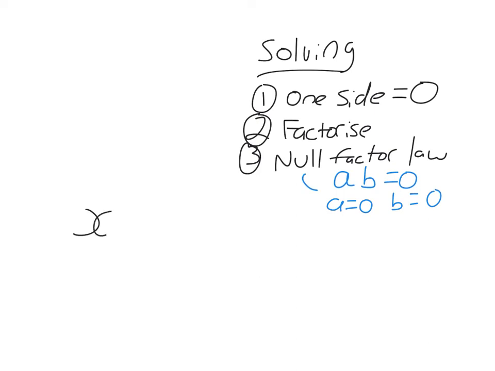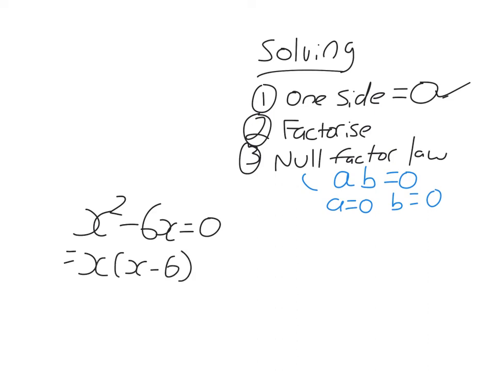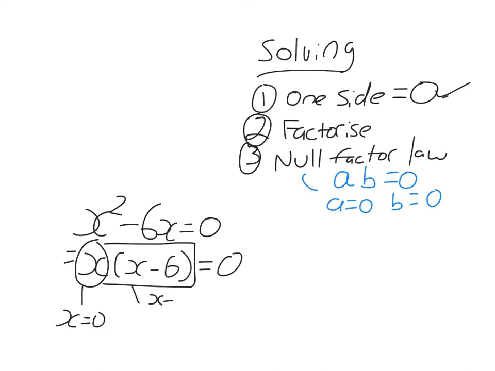If we have x squared minus 6x equals 0, so one side equals 0, first step done. We then factorize. This is highest common factor. We haven't changed it, we've just factorized. Now we use the null factor law. We have something times something equals 0. Either the first something equals 0 or the second something equals 0. And if x minus 6 equals 0, x equals 6.